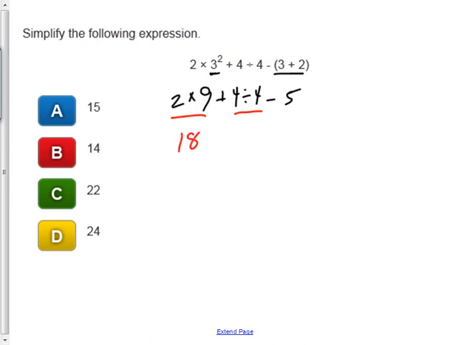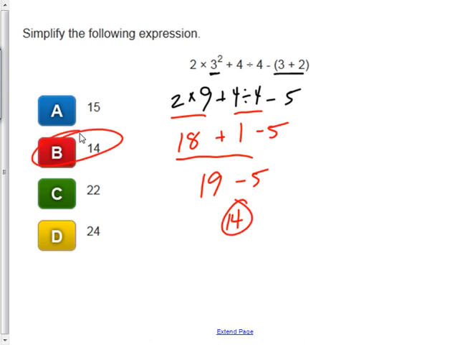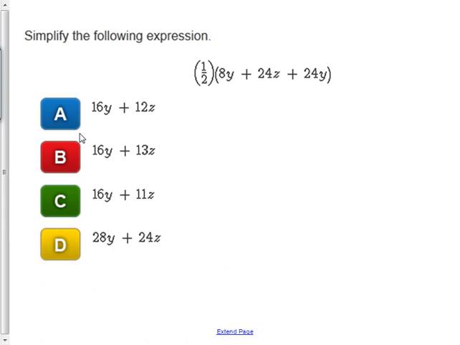So let's go 18 plus 1 minus 5. Okay, now we do addition and subtraction from left to right, just like we did multiplication division from left to right. So change this to a 19 minus 5, and then we're going to get our 14 for our answer. Again, order of operations, got to follow them.